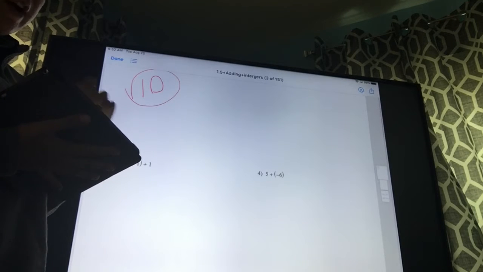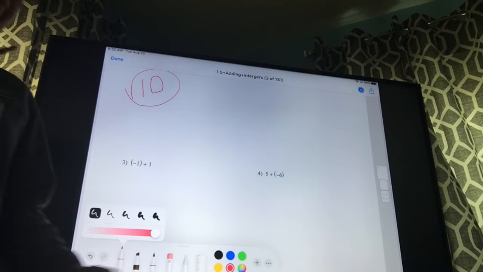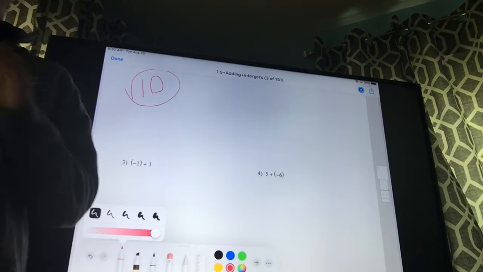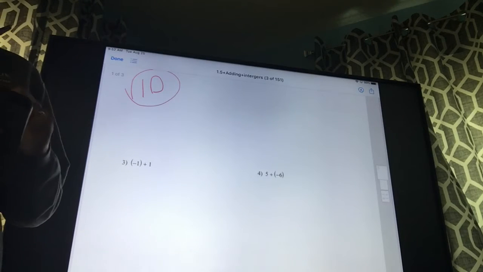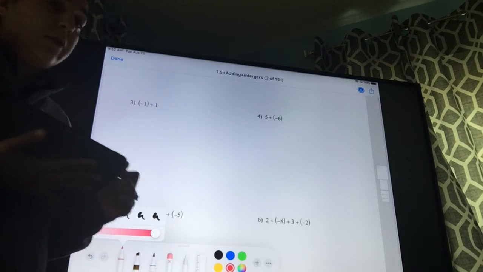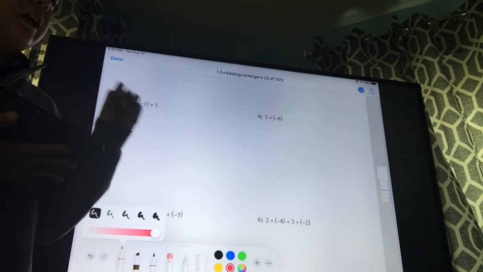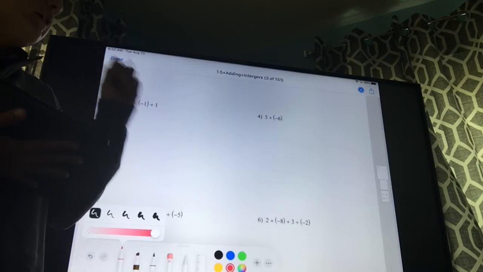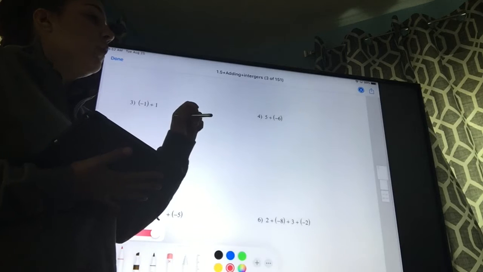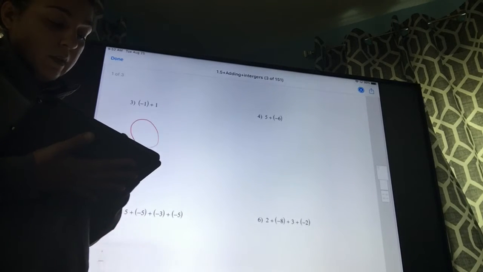Okay, negative 1 plus 1. Now, some of you need to be careful because your negative game sucks. I'm not hating, it is what it is. If you don't know, use your calculator, but even then you need to be careful. You have to hit the number first, and then the negative, and then plus. So you're hitting 1, negative, and then plus 1, which is 0.